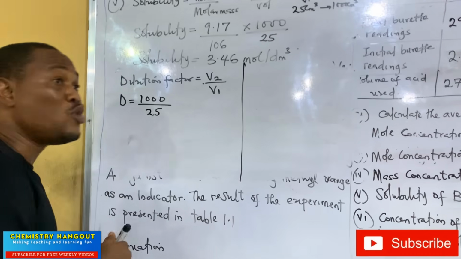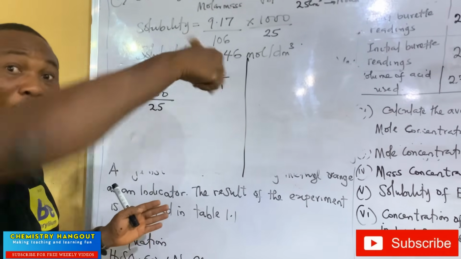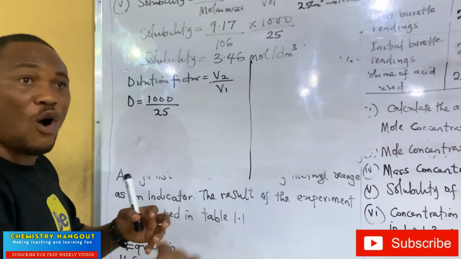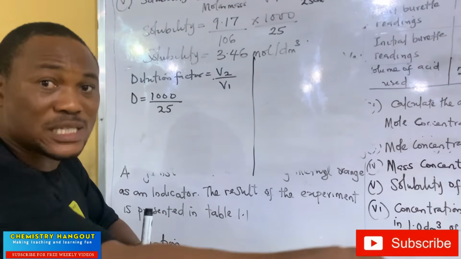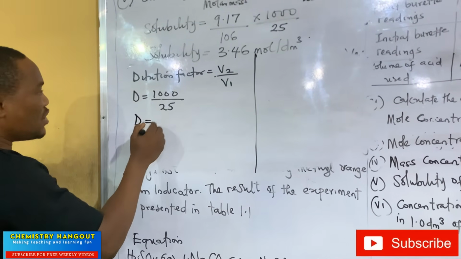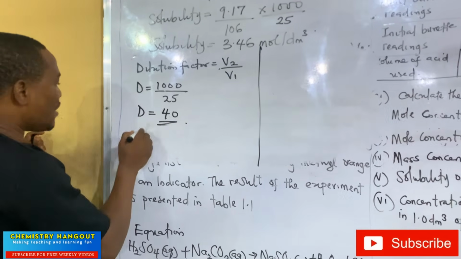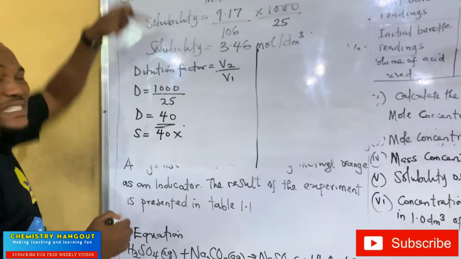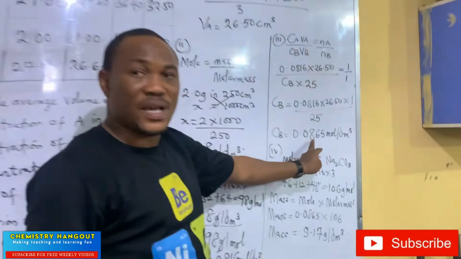If you fast forwarded to this place and you don't understand this because you didn't get the question, go back and watch from the beginning. You will see the question that they said 25 centimeter cube of saturated B was made up to 1,000 centimeter cube of water. That's how we got this. So the dilution factor will be 1,000 divided by 25. That will be what? 40. Did you get that? So I can now say my solubility in mole per dm cube will now be 40 times the concentration of the base. Let's go back. What's the concentration of the base?